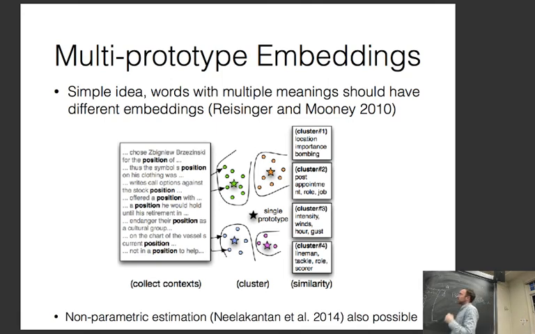You can also do things like non-parametric estimation. So the idea is you don't know ahead of time the number of senses that each particular word will have, and you predict the number of senses on the fly by basically splitting things apart, seeing if you get any gain in your accuracy, and then merging them back together if you don't get any gain. And there's other methods to do this as well.